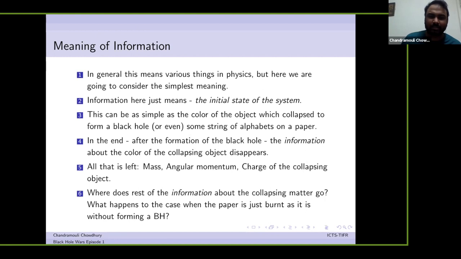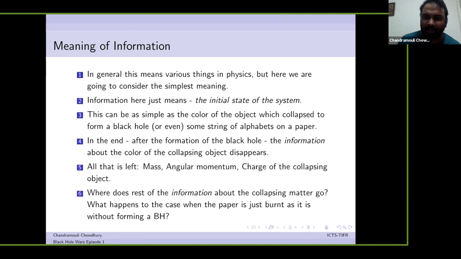Another interesting question, which some of you might ask, is: what happens if you take a string of paper and write some alphabets on it, and then you just burn the paper? I heat the paper and it starts burning, and even then I lose information about what was written on it. I cannot see in practice whether it was alpha or beta, I'm just seeing the final ash that was left after the burn. Is this the same thing, or is this also falling in the regime of the information paradox?